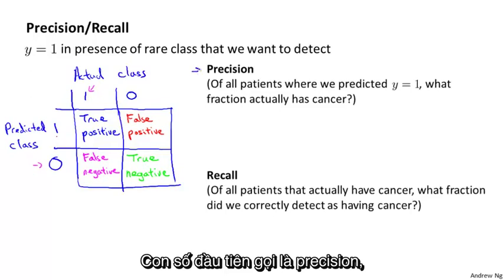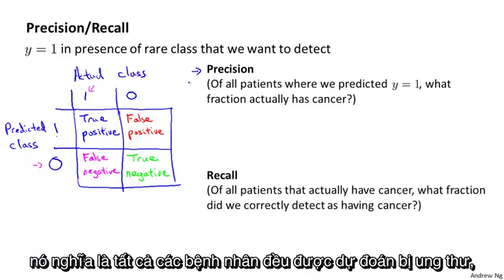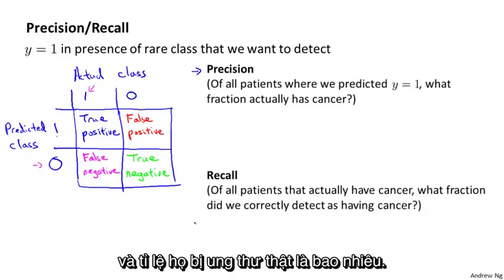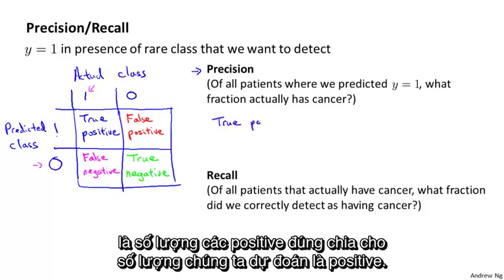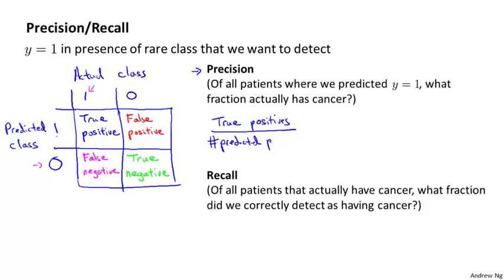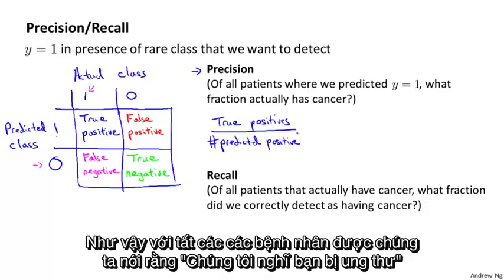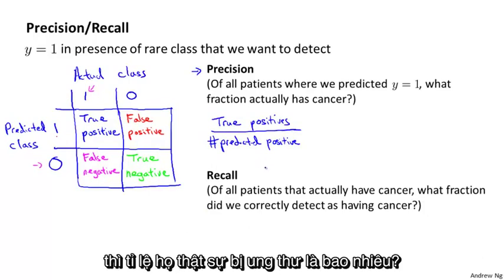The first is called precision. And what that says is, of all the patients where we predicted that they have cancer, what fraction of them actually have cancer? So let me write this down. The precision of a classifier is the number of true positives divided by the number that we predicted as positive. Of all the patients that we went to and told them we think you have cancer, what fraction of them actually have cancer?